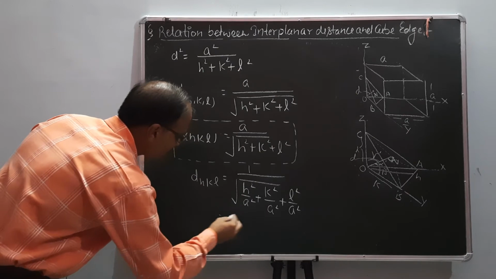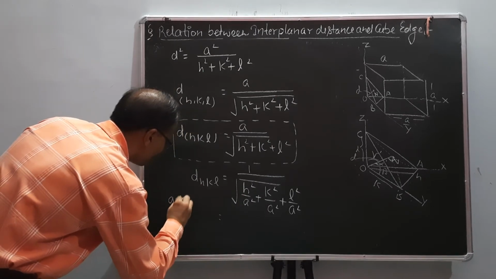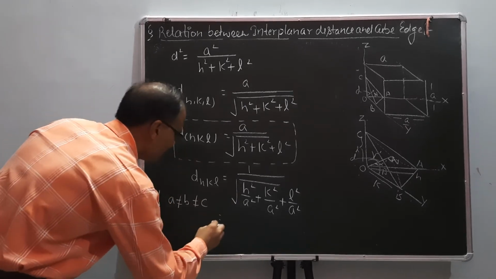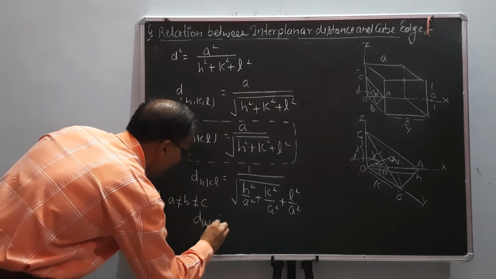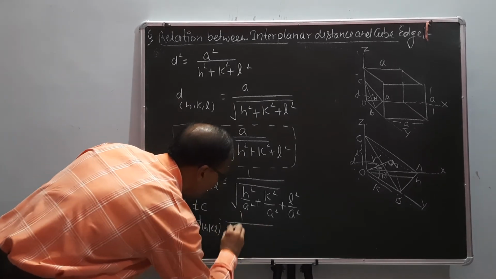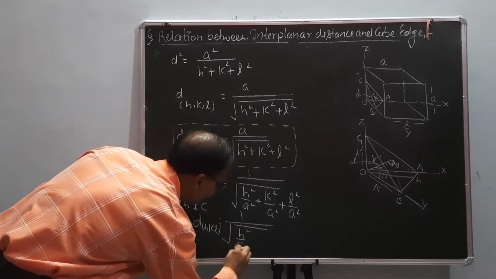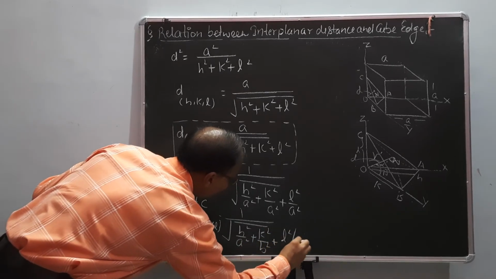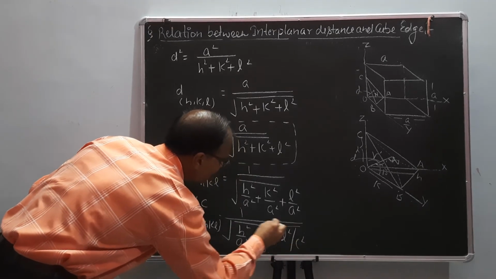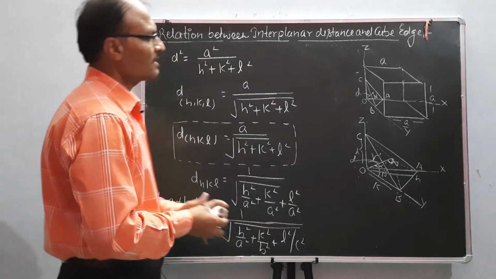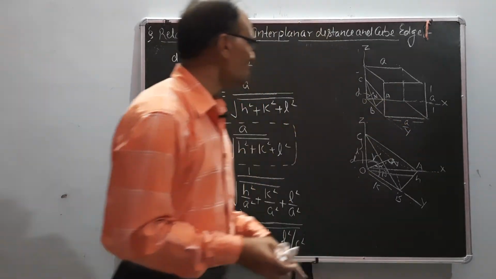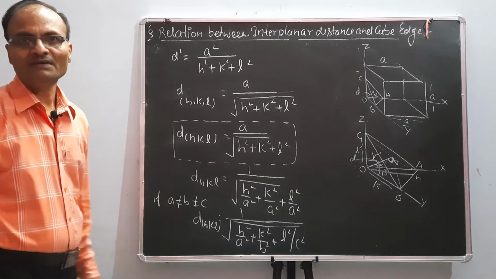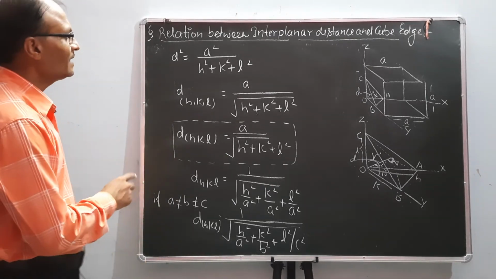So the equation is, if a is not equal to b is not equal to c, then d h k l equals 1 upon under root h square upon a square plus k square upon b square plus l square upon c square. This is the relation of interplanar distance where the lengths a, b, c are different. So d h k l is the separation between two planes and h k l are the Miller indices.